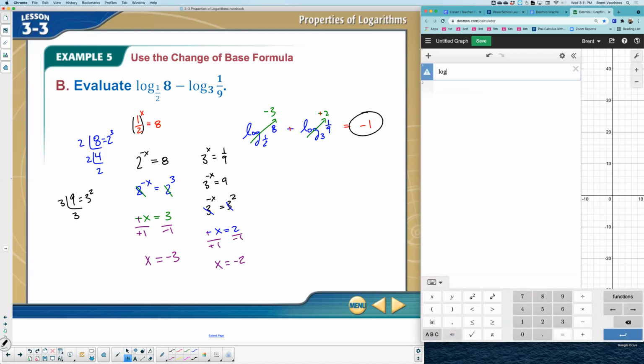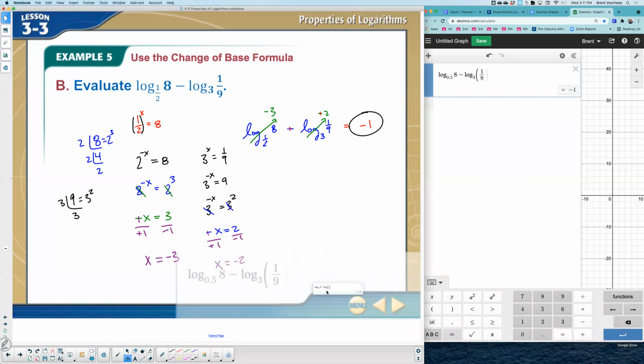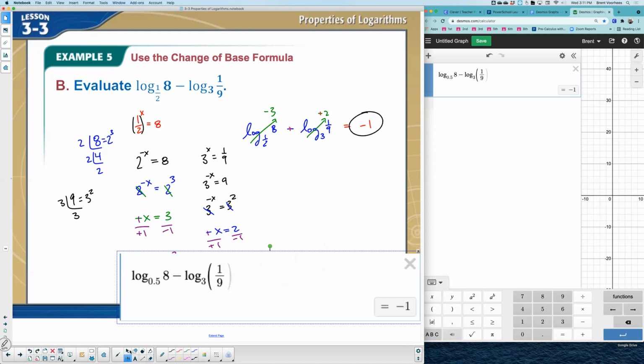So we can type this in the calculator. Log, it won't let me type in 1/2 here on the base, so just do 0.5, that's 1/2. The 8, -3, perfect, minus log base 3 of 1/9. I need to do this in parentheses, 1 divided by 9. Notice the answer is -1. So we did it correctly. And we didn't have to use those properties this time around. We just got the solution straight up from it.